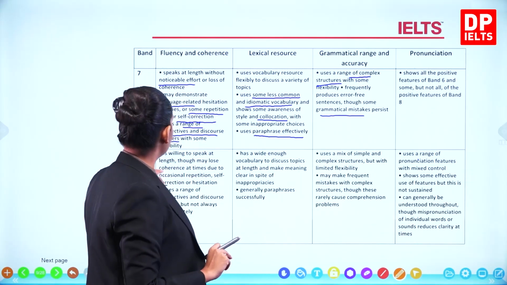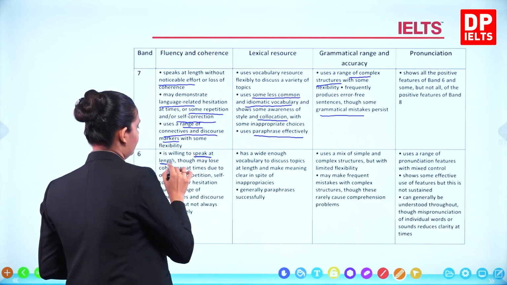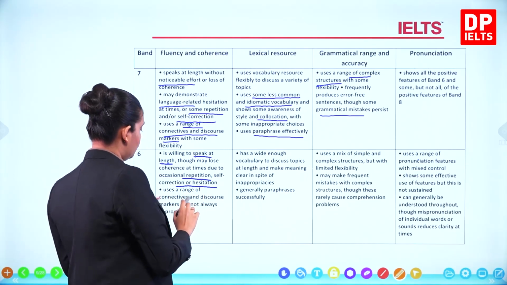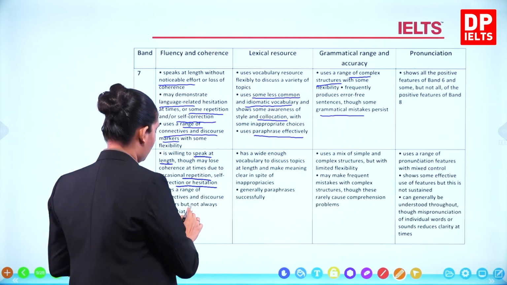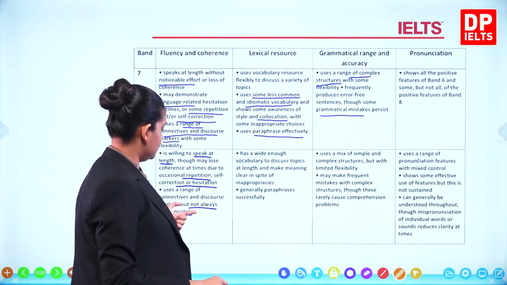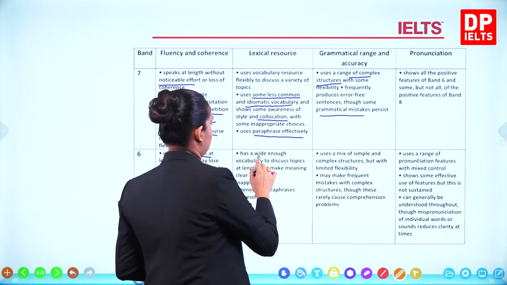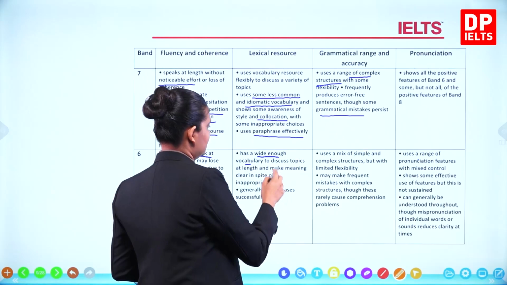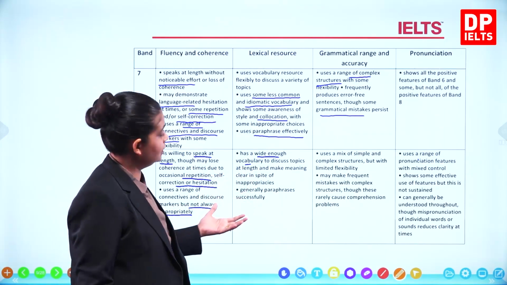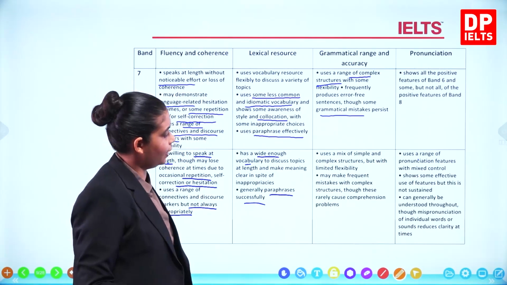Right. When it comes to band 6, of course, you're willing to speak at length, though you might have occasional repetition and some hesitation. You could use a range of connectives, not always appropriately. So here you're using it with some flexibility. Here you have a wide range of vocab, and it doesn't really talk about idiomatic expressions or collocations because you might not be exhibiting it. But generally, you can paraphrase. Generally, you're okay.